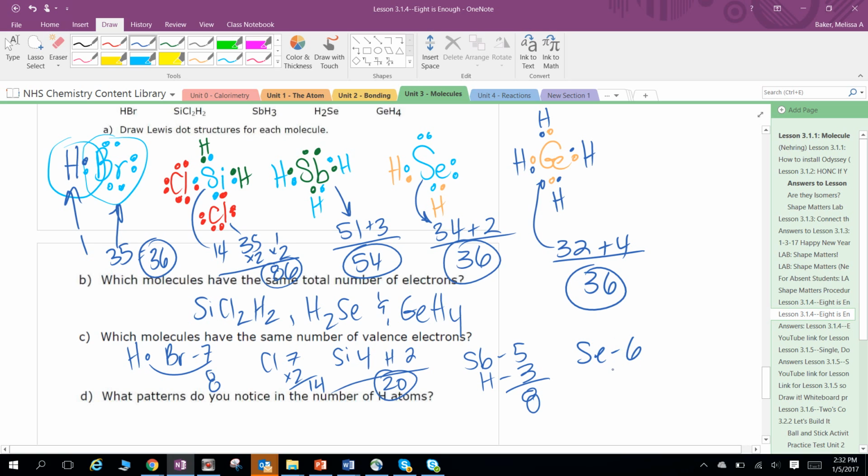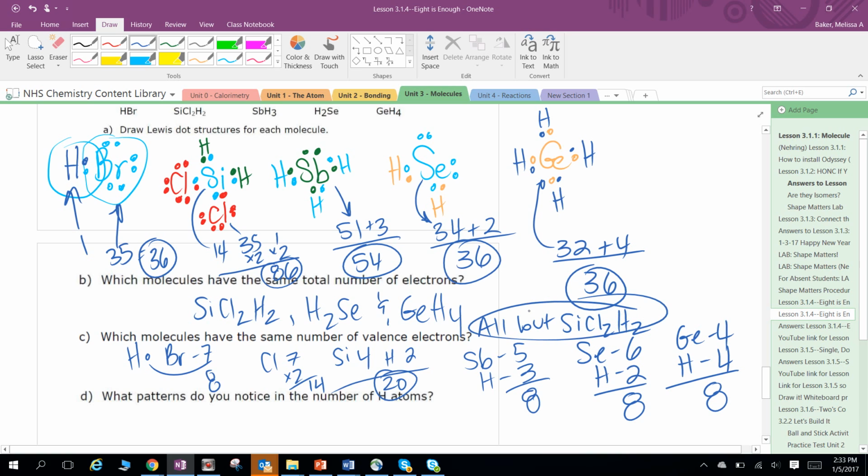Selenium has 6 valence electrons, and there's 2 hydrogens, each giving 1 valence electron. Ge has 4, and then there are 4 hydrogens, each giving 1 valence electron. So which molecules have the same number of valence electrons? All but the SiCl2H2.